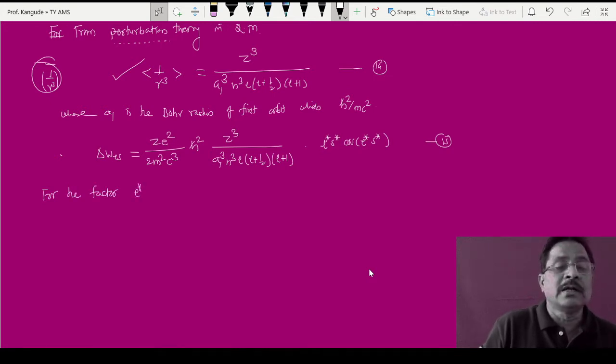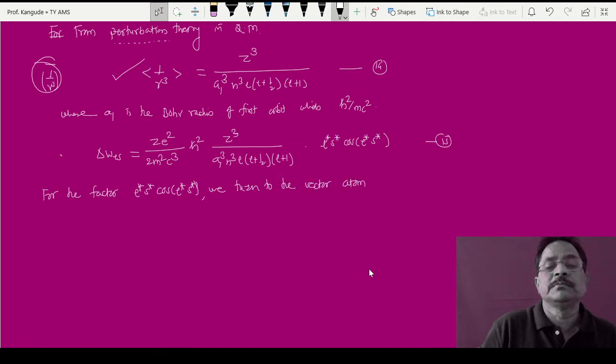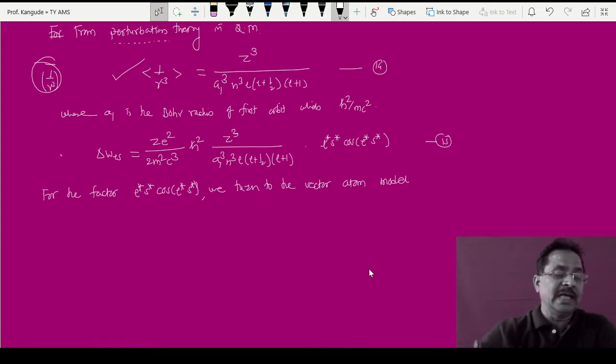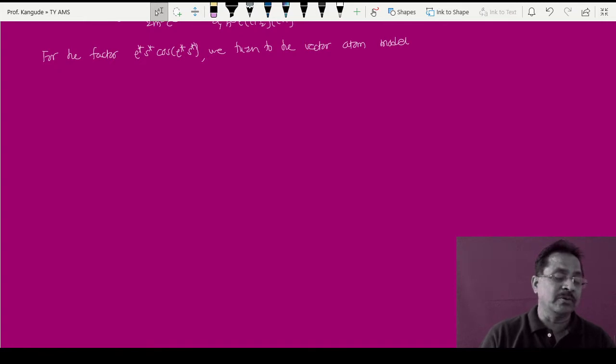L star S star into cosine of the angle between L star and S star, we turn to the vector atom model. How? For that we have to use this particular diagram, as already we have discussed one of the diagrams there, but here I am drawing one more diagram.